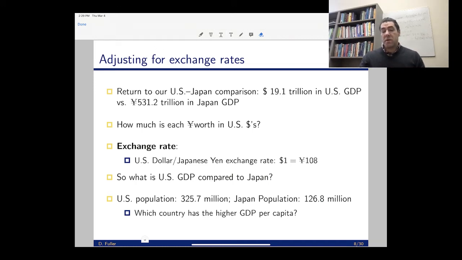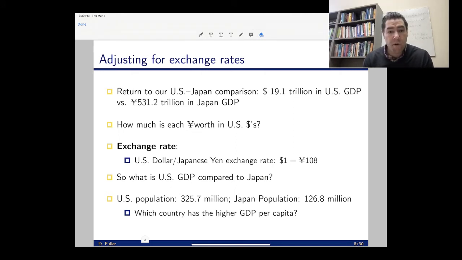Now, our next part of this learning objective is to understand how to account for exchange rates or differences in the currencies, right? So this is a bit more like my Nina versus living in New York City example. So we had US GDP is 19.1 trillion US dollars. And in Japan, their GDP is 531.2 trillion in Japanese yen. So how do I convert the Japanese yen into US dollars?